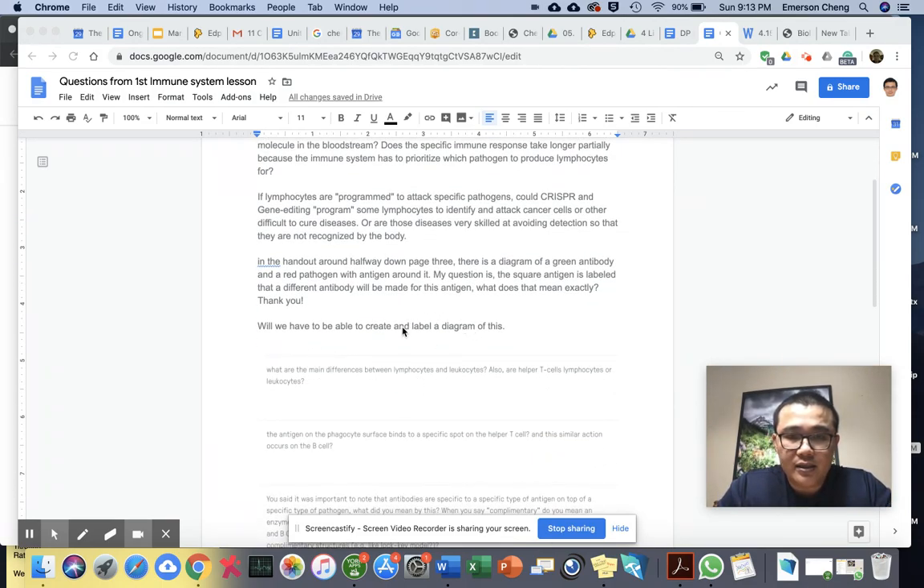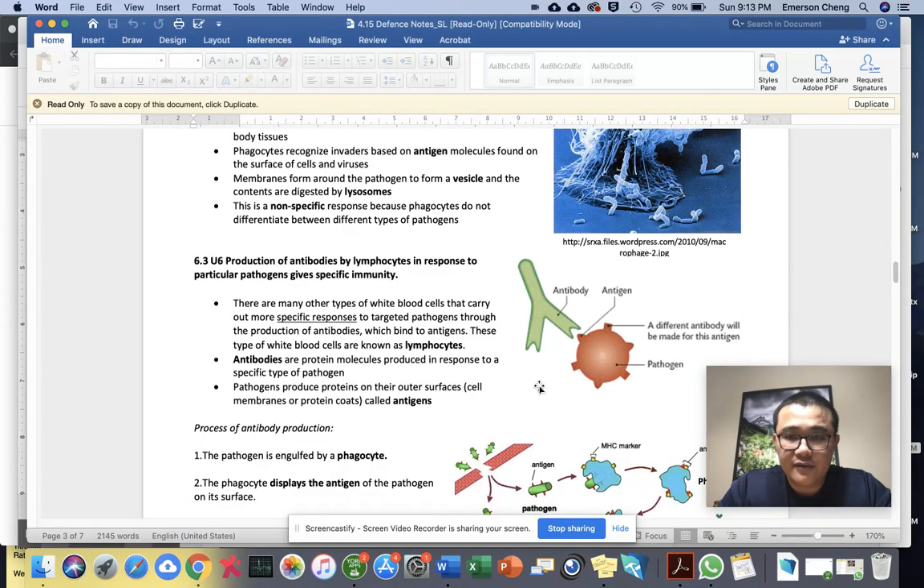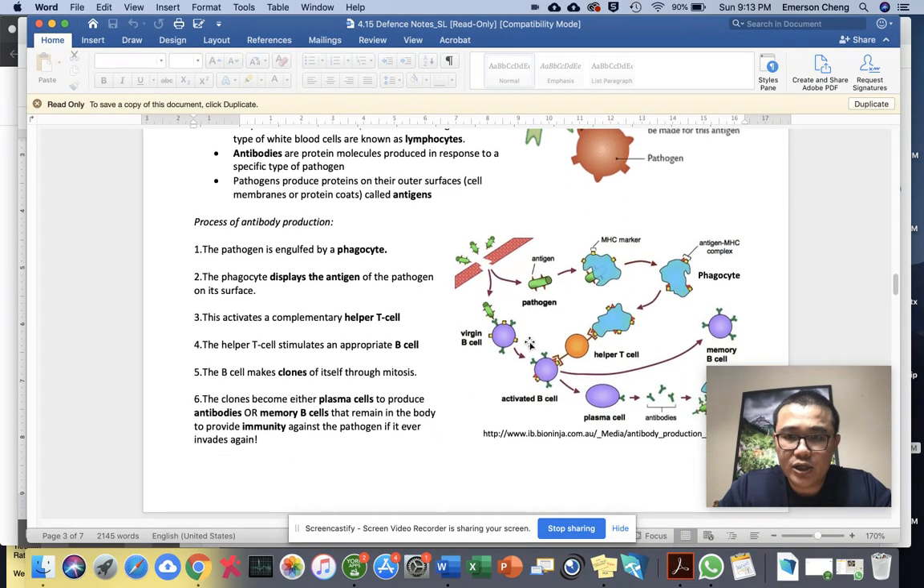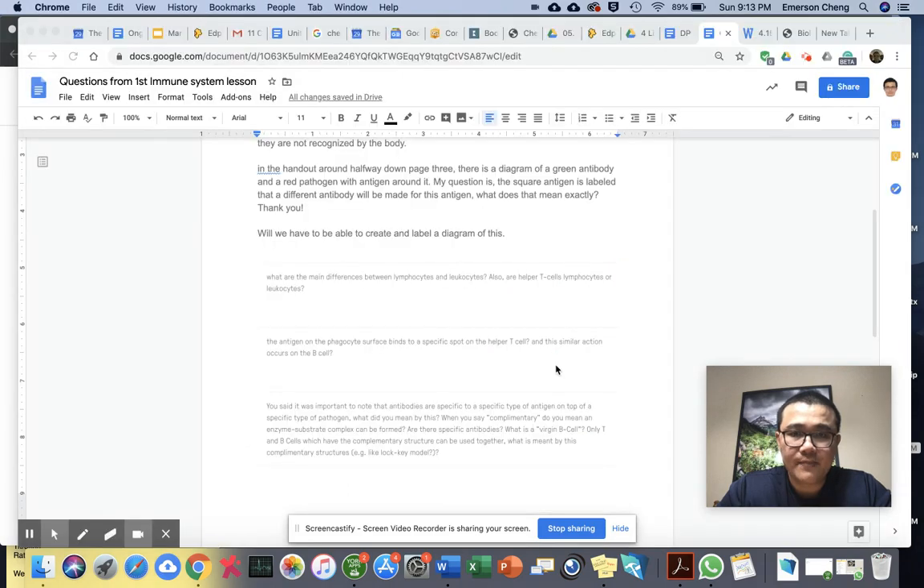Do you have to create and label a diagram of this? I presume that's a question. My answer is no. It certainly can help, but you don't need to be able to draw this.